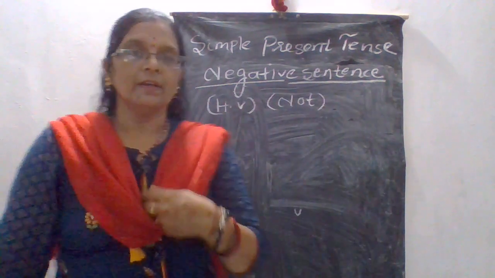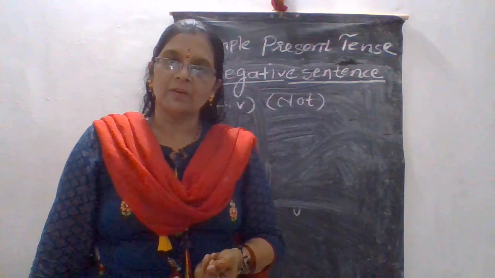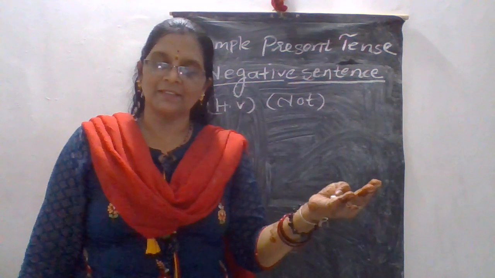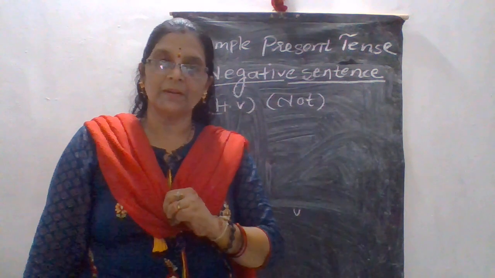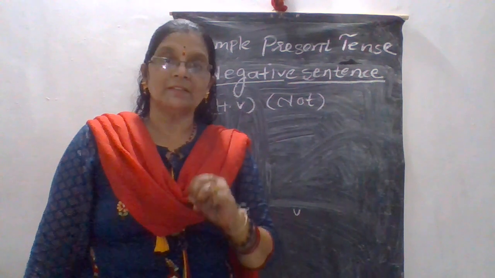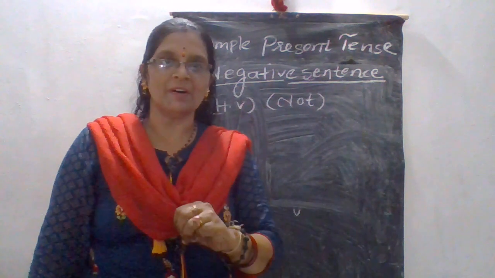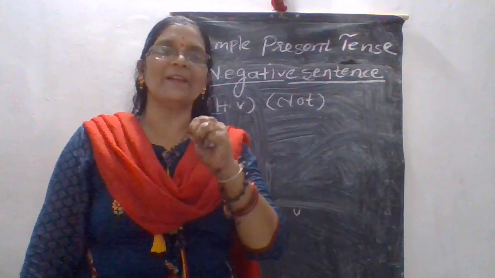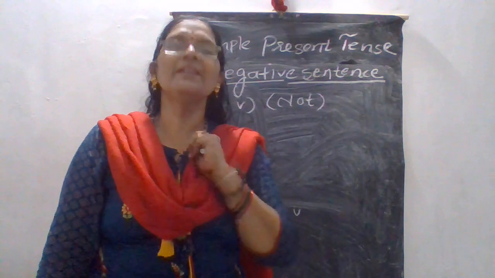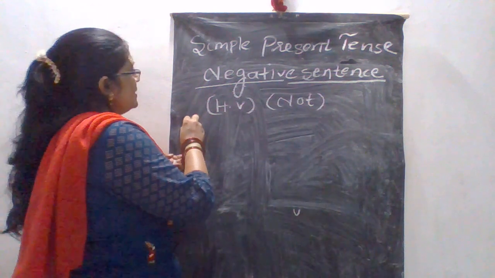So in simple present sentences, when we have constructed, we have seen that we are using subject, then verb, then object. V1 form of verb we are using. But here in simple present sentences, there are hidden helping verbs. And those hidden helping verbs we have to find out while making negative sentences. So how to find out? Very simple. I am giving you a trick.